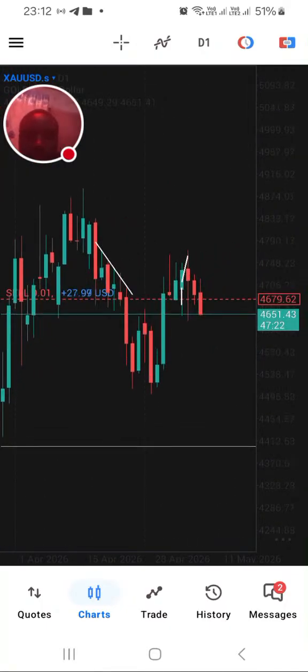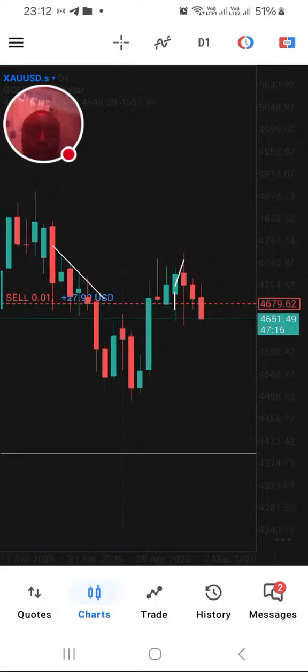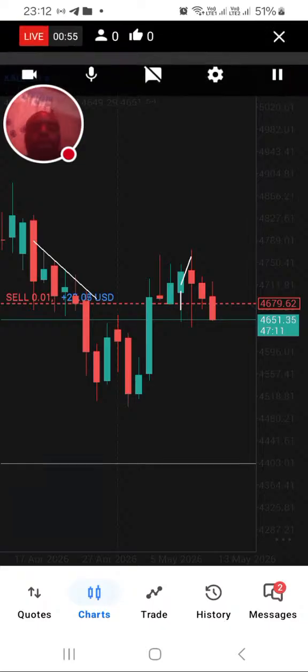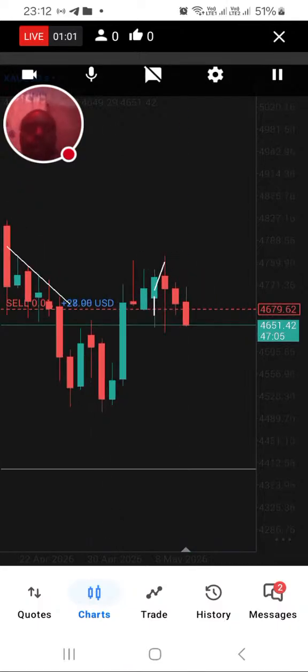So the first thing in the daily time frame is just to check the direction, and the direction we look at is the previous candle, where it was, guys. You can see the previous candle was a bearish candle, and the next candle we now expect to be a continuation of the bearish candle.